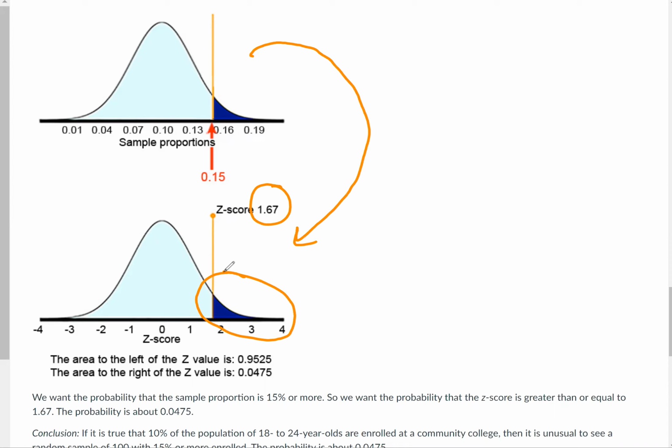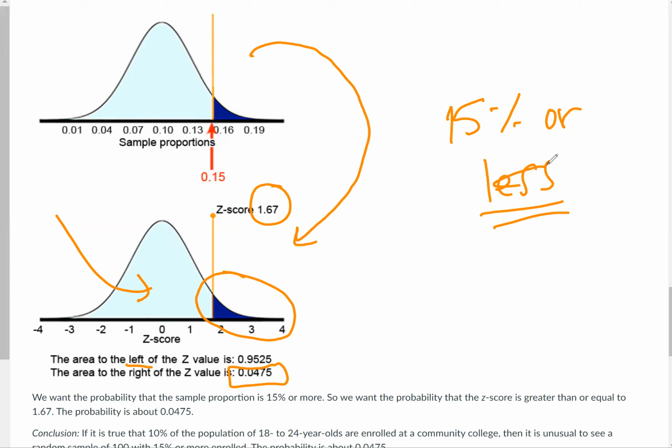The area to the left, that's not what we're interested in, I think. I think they said they want the area to the right, right? It was this guy. Okay. If they had said, what is the probability that 15% or less of the sample is enrolled in community college, then I would be interested in the one to the left, because those are the smaller values, less. But they didn't say less, they said more, I believe, if I remember right. It's been so long. So that's why we're interested in that one. Okay, let's scroll down a little bit.